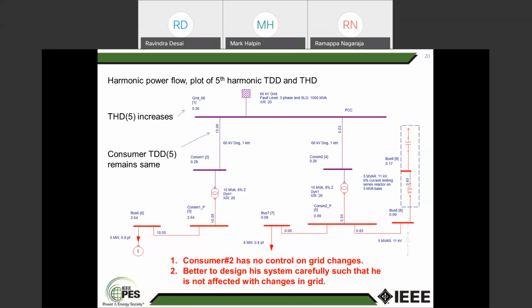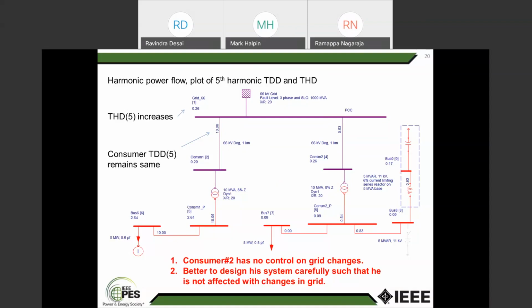Therefore, what we need to do? Consumer 2 has no control on the grid changes. For example, this consumer has first put up his plant. Then this consumer has come. He is injecting the harmonic current. That current will come here to the consumer 2. But he doesn't know what are the changes that will occur at the grid. Therefore, consumer 2 has no control on the grid changes.